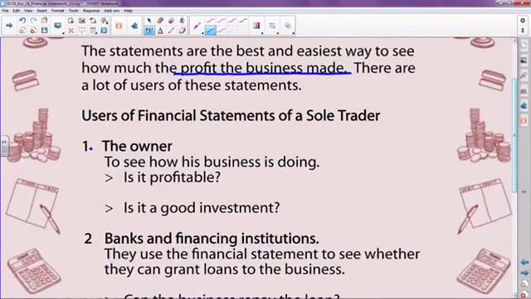Number 1, the owner. Again, if you own a business and you're the only owner of this business, don't you want to see at the end of every year, what did I get? What profit did I make? How many assets do I have in this business? Do I have a lot of liabilities? And these are all questions that the owner can ask when he looks at the statements.